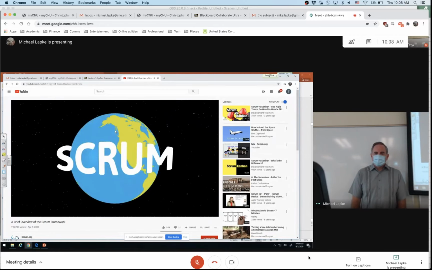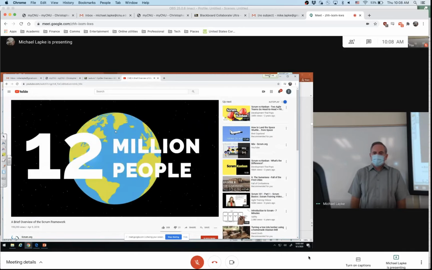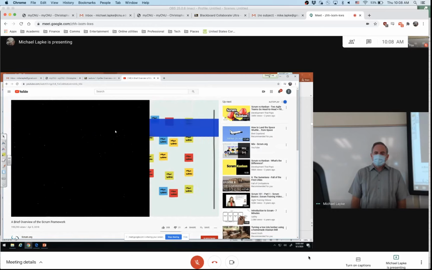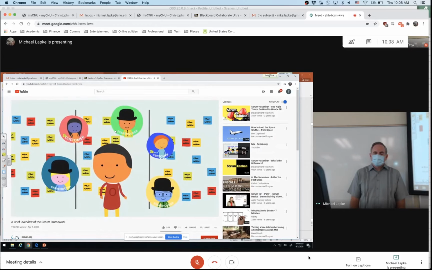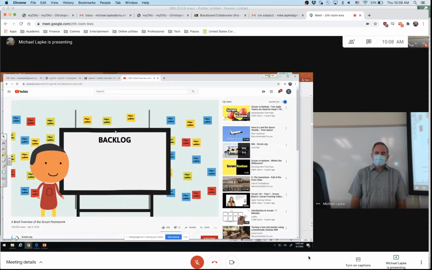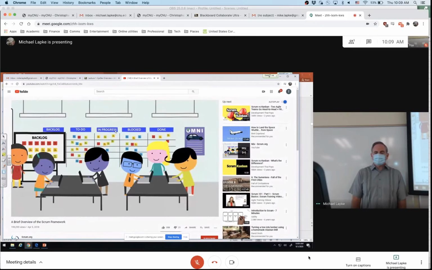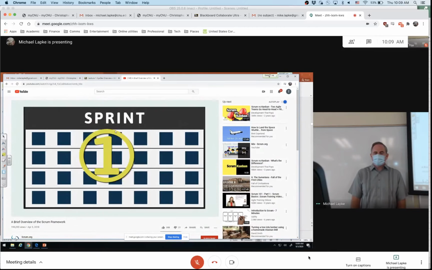Scrum is the answer. Scrum is used by over 12 million people around the world for products big and small. It all starts with the product owner who represents customers and other stakeholders. The product owner drives the product backlog, a prioritized, dynamic list of all the work that might be needed for the product. Work is done by a self-organizing development team during the sprint, a period of 1 to 4 weeks.